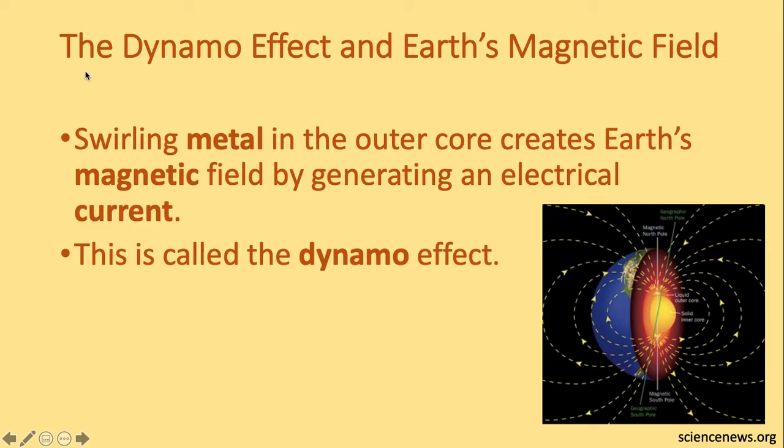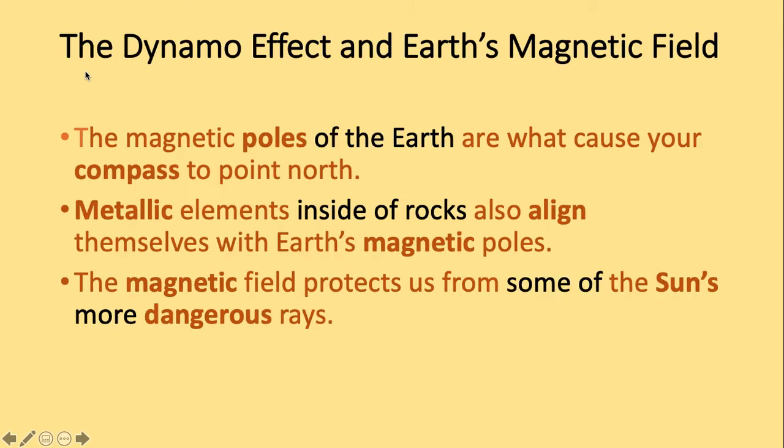The dynamo effect and Earth's magnetic field. Swirling metal in the outer core creates Earth's magnetic field by generating an electrical current. This is called the dynamo effect. The magnetic poles of the Earth are what cause your compass to point north. Metallic elements inside of rocks also align themselves with Earth's magnetic poles. The magnetic field protects us from some of the sun's more dangerous rays.